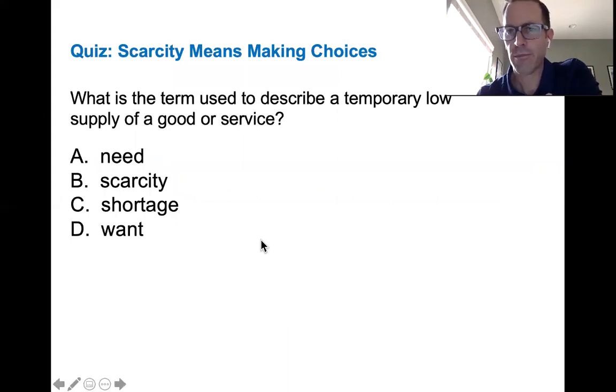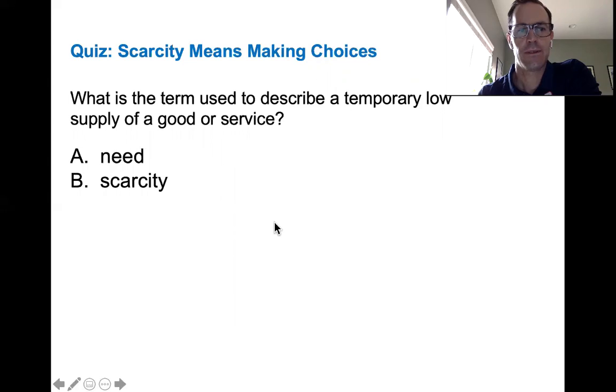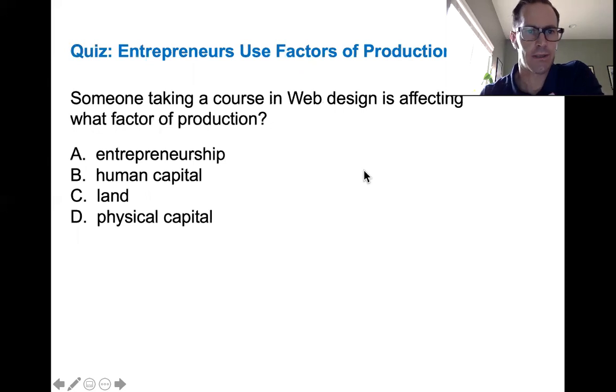Okay, so for our purposes, we're just going to go through this quiz right now. Normally, I would have my students do this on a separate assignment, but right now we're just going to go in real time. Okay, so let's make this your ticket out the door. What is the term used to describe a temporary low supply of a good or service? All right, let's see here. It's not a want, certainly not a need, but it's scarcity. Okay, so that's the fundamental thing that you guys need to be able to know from today's lesson.